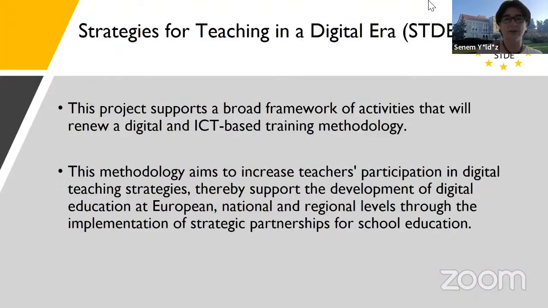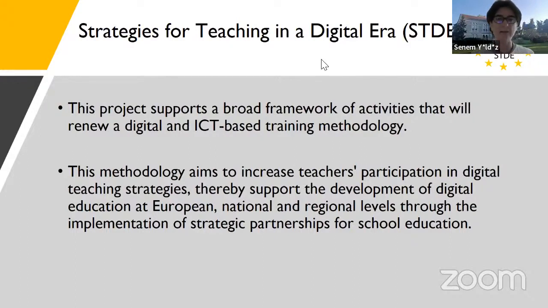So this project supports a broad framework of activities that will renew a digital and ICT-based training methodology. This methodology aims to increase teachers' participation in digital teaching strategies, thereby supporting the development of digital education at European, national, and regional levels through the implementation of strategic partnerships for school education.